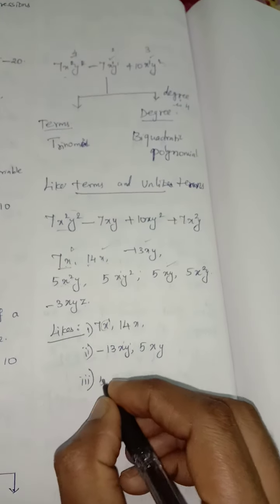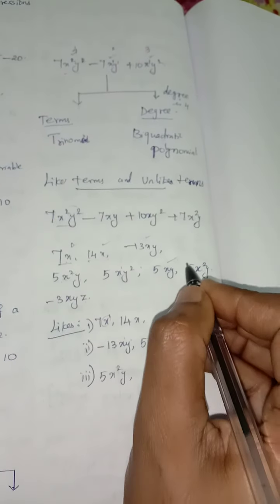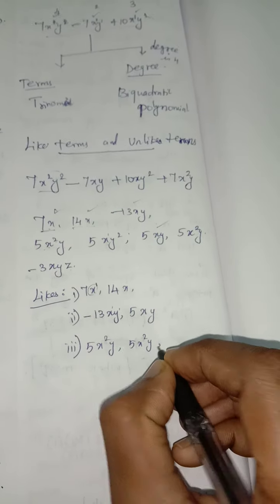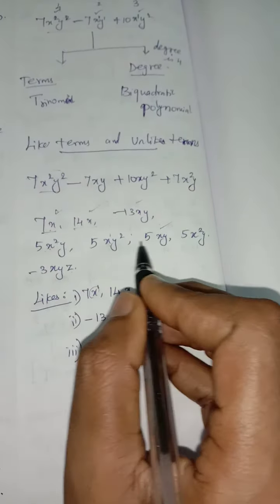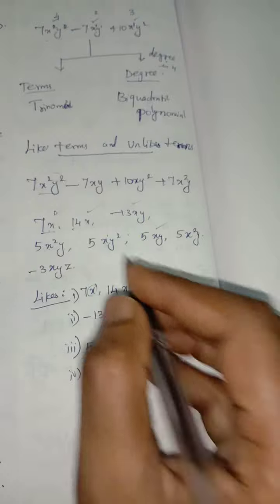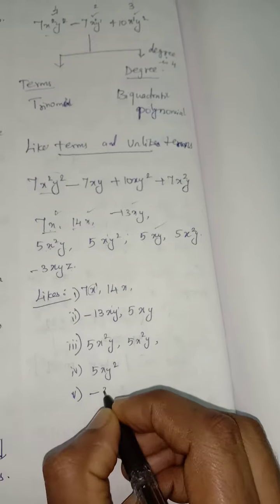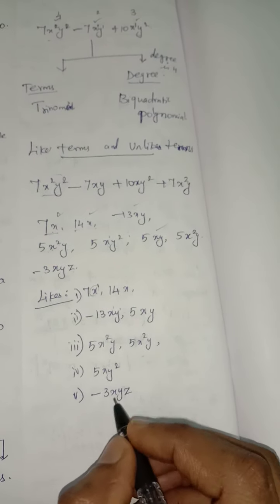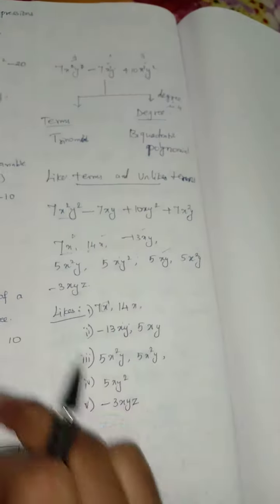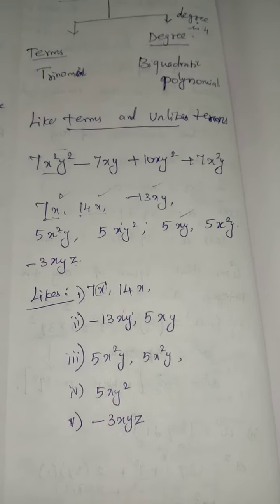The next one is 5x square y. Is anything else like 5x square y? Is x square y anywhere else? No, that's all. Then x y square. No other term has x y square, so only one term is there. And the last one is minus 3xyz. Only one term has three variables, that is xyz. So like this we can classify the terms as like terms and unlike terms. Thank you. Meet you in the next video.